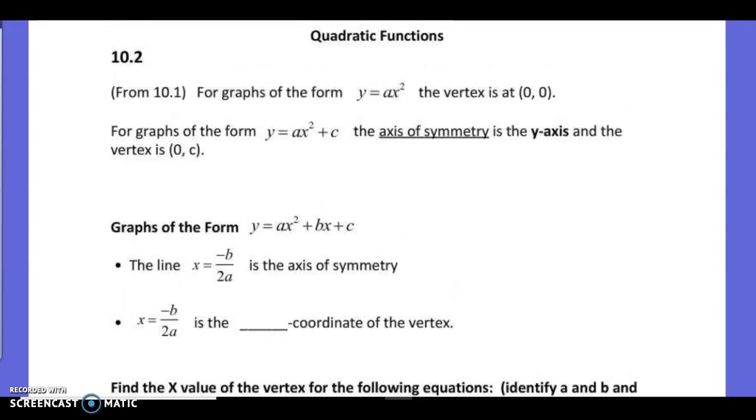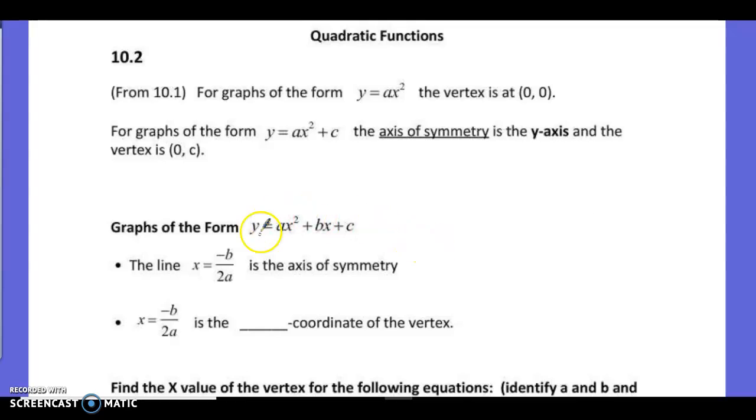All right, so in today's lesson, we're going to talk about how to graph or how to find the vertex of a parabola. Now, in the previous section from 10.1, where we just had y equals something x squared, the vertex was always at 0, 0 at the origin. When we mixed in something x squared plus or minus your whole number, then that either shifted the graph up or down on the y-axis.